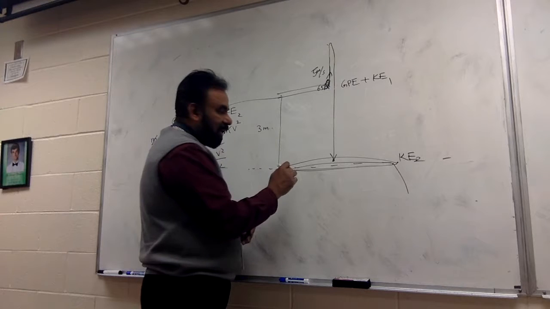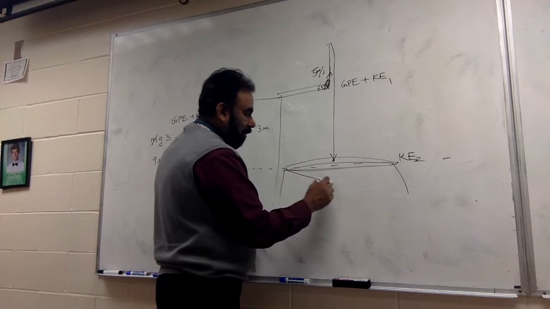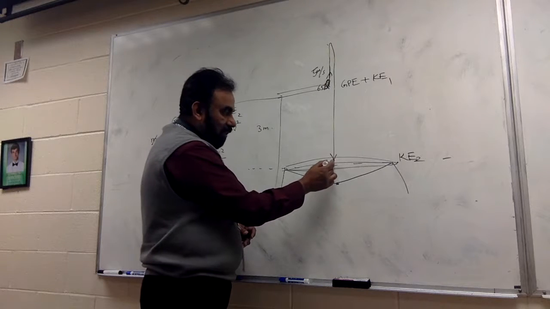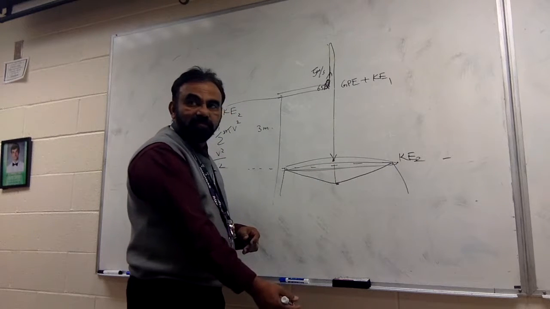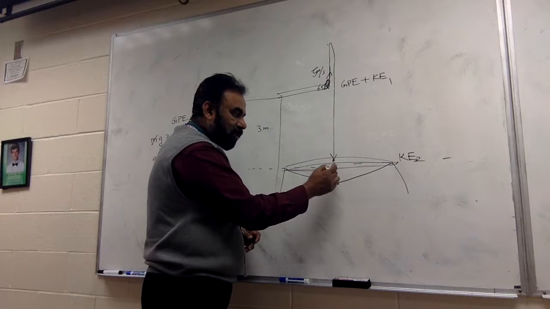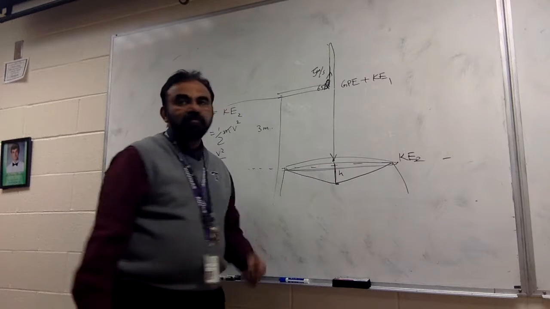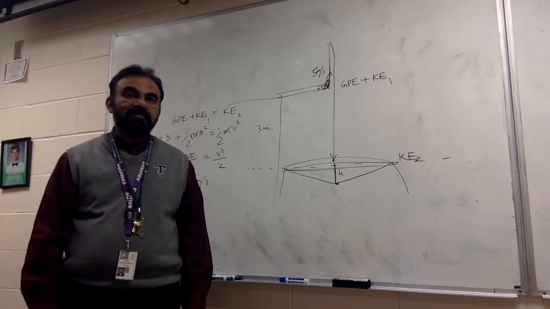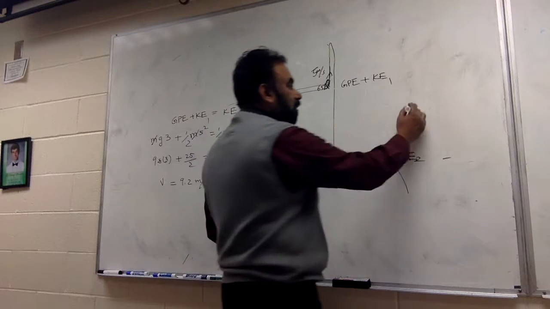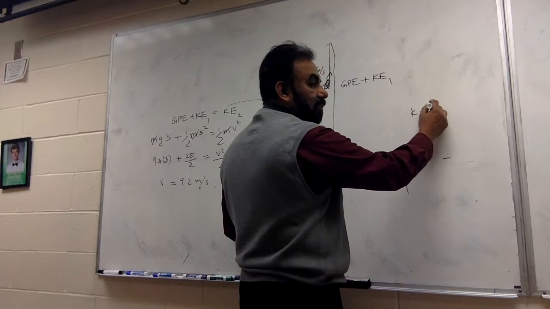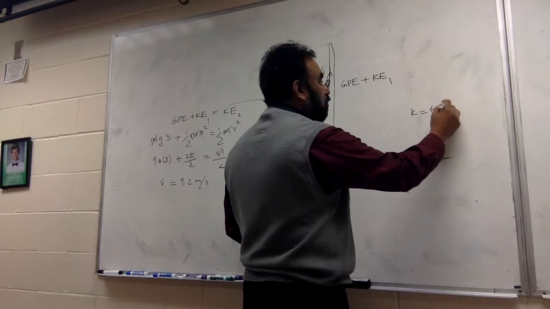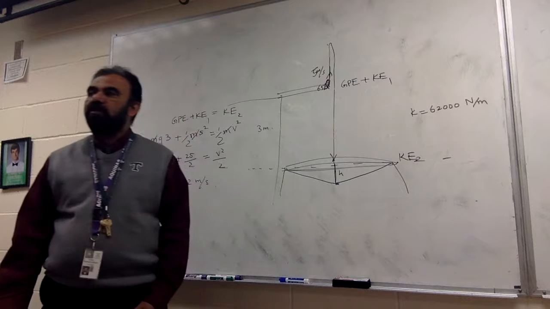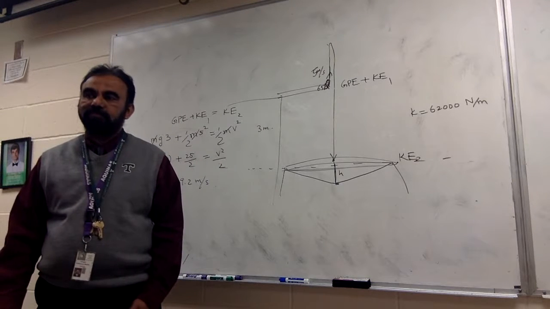What happens after he lands? He makes the trampoline sag, right? He's making the trampoline go that far. He's depressing it by that much. They're asking you how much is getting depressed. And they also told you the spring constant is, how much you said? 62,000 Newton per meter. That's the spring constant of that trampoline.